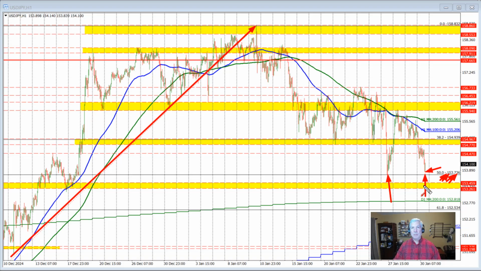If the price were to move below that level, I would expect further selling momentum to the downside, with this swing area as the next key target. Then we'll look toward the 200-day moving average, which comes in at 152.818.